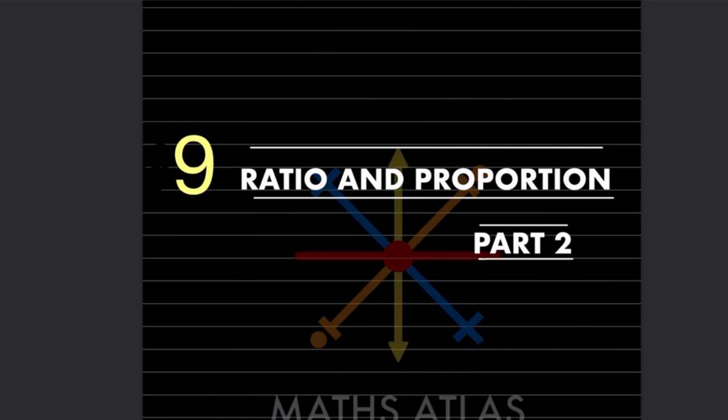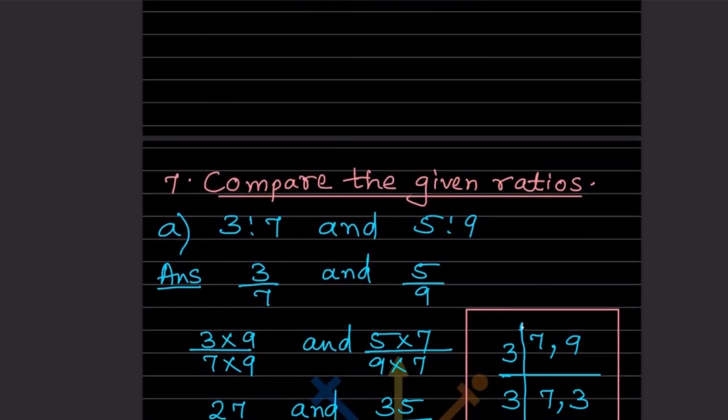So this is the second part of the same chapter, that is ratio and proportion. We have already done some part of exercise 9.1. We have done 6 questions. So let us go for the next question, that is question number 7.